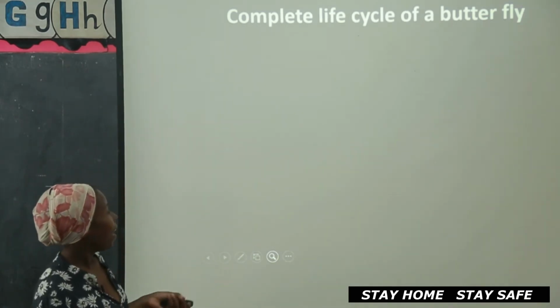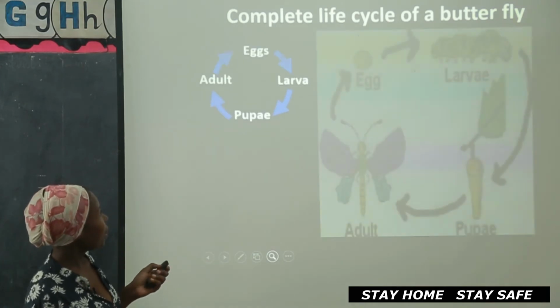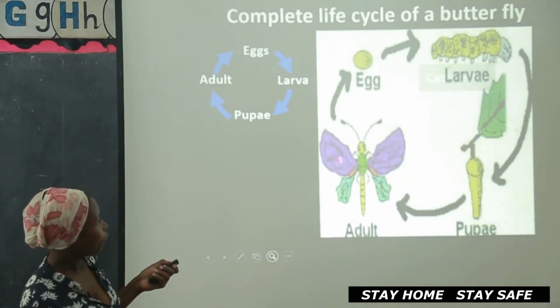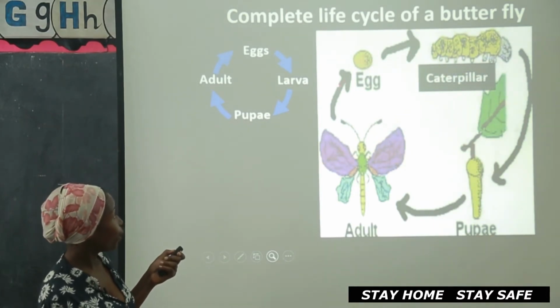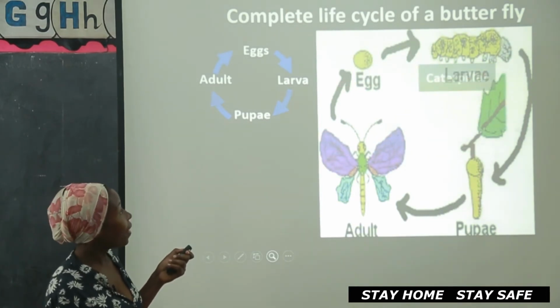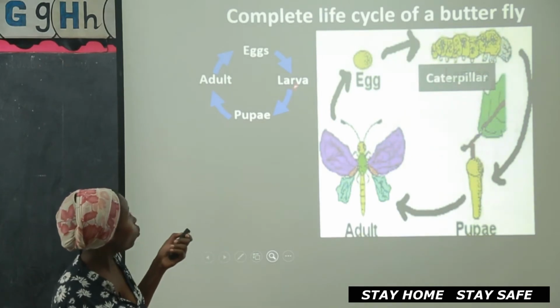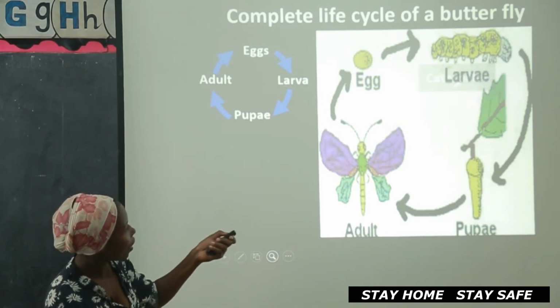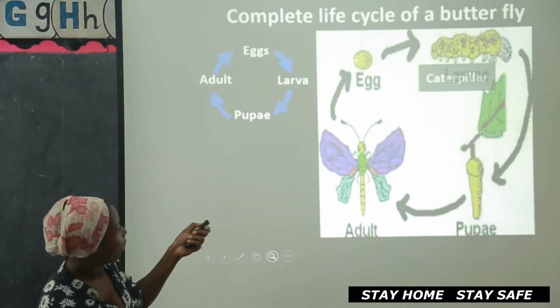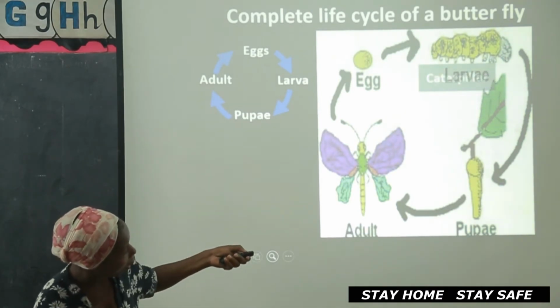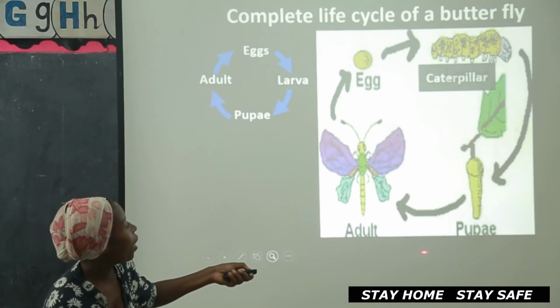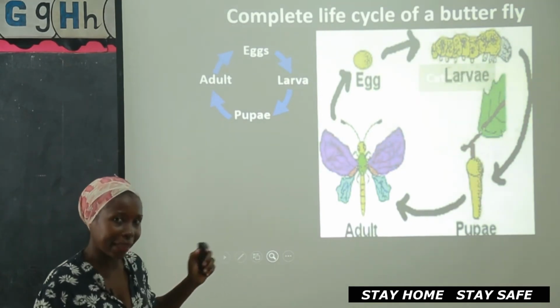All right? Let's see. This is it. Have you seen the egg? This is the egg stage of a butterfly. And then the egg turns into a larva. This is a larva. You see the larva? Okay, the larva. And then this larva turns into a pupa. And then the pupa turns into an adult.